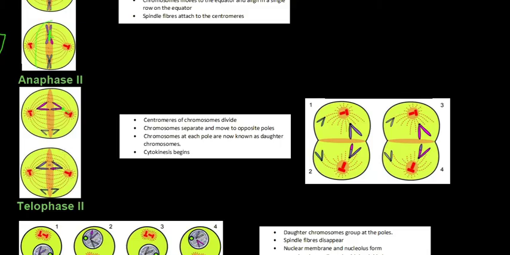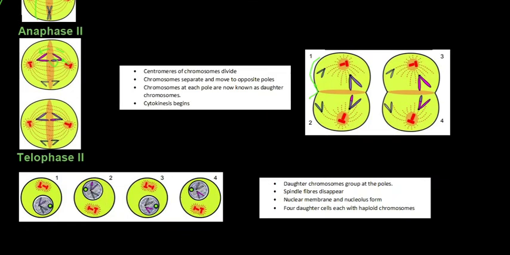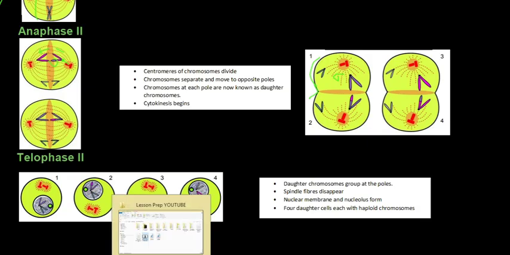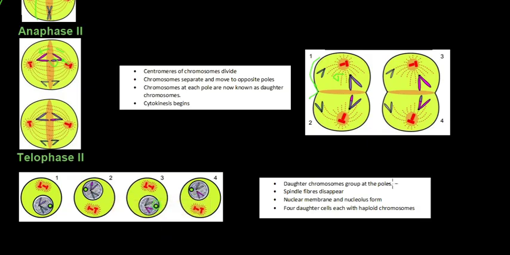Once again, this is a very important process, because this chromosome could have been flipped to the other side, so that leg could have been on that side and that leg on that side, also contributing to genetic variation. Now cytokinesis starts to happen at the end of anaphase, so late anaphase, early telophase 2. These chromosomes will group at the poles at telophase 2. The spindle fibers that were formed there start to disappear, and the nuclear membrane and the nucleolus, that green little section there, start to form again.